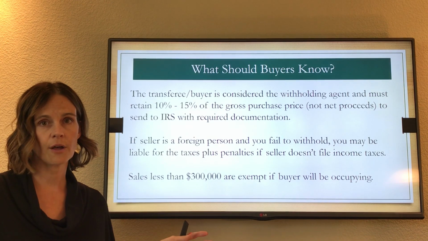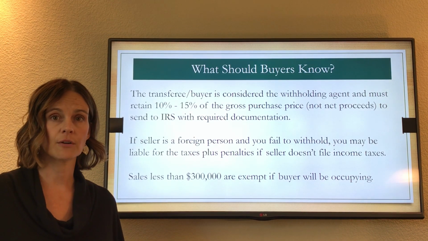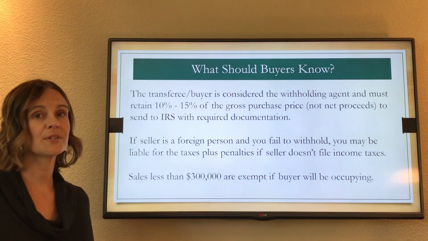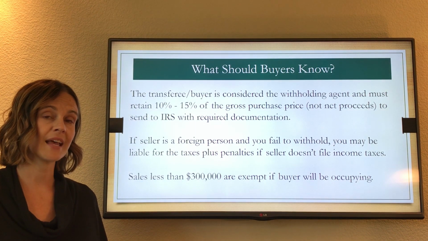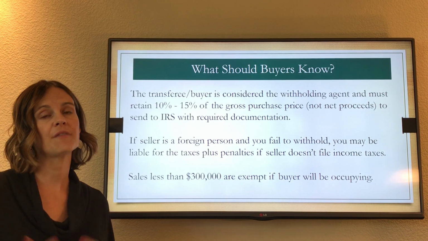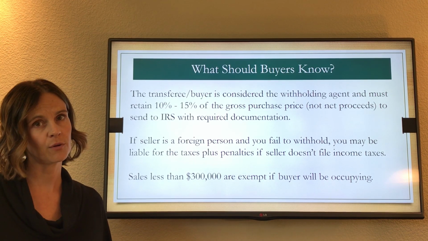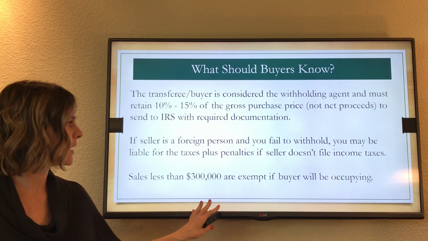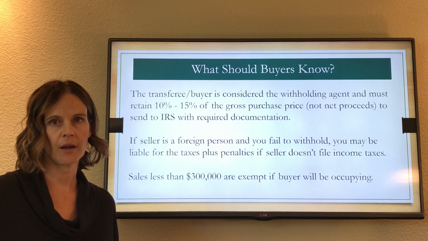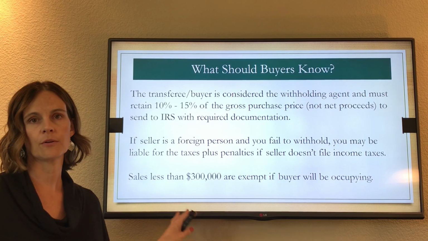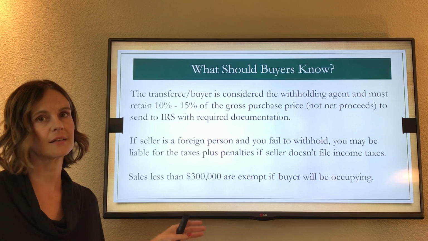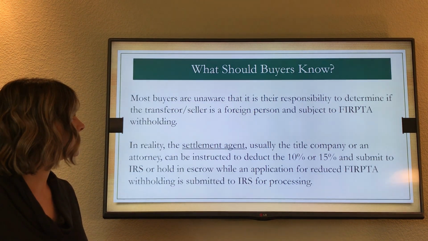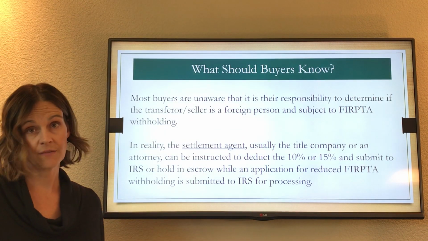So on a $400,000 house, which is actually below median here in Fort Collins, we're talking about $40,000 if it's the 10%, or $60,000 if it's the 15%, plus any penalties that the buyer would have to come up with and could be liable for if they don't withhold this in a transaction. A little note here: if the sales price is less than $300,000, it's exempt if the buyer is going to be occupying the property. Not very many homes sell up here in northern Colorado for under $300,000, so basically this is applying to most transactions in northern Colorado. And the reason I'm bringing this up is buyers are really unaware that this even exists.